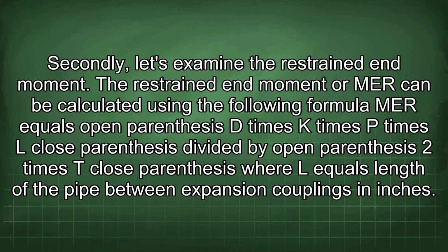Secondly, let's examine the restrained end moment. The restrained end moment, or MER, can be calculated using the following formula. MER equals (d times k times p times L) divided by (2 times t), where L equals length of the pipe between expansion couplings in inches.